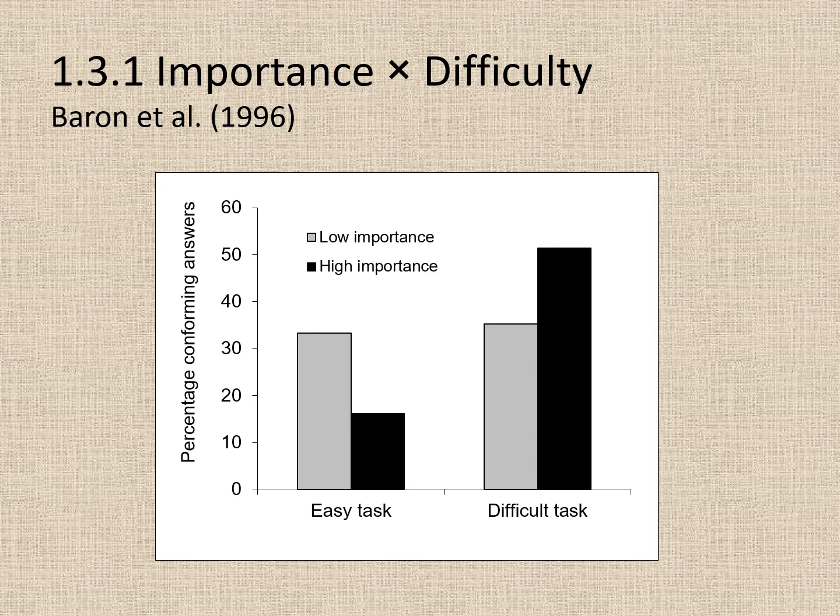And if I really want to be right and it's obvious that the others are wrong, then I ignore them. Then I go against them. Then I don't conform with them. Then I tell what I really think is the right answer. If the task is of low importance, well, then the difficulty of the task has no effect. The level of conformity is somewhere between.